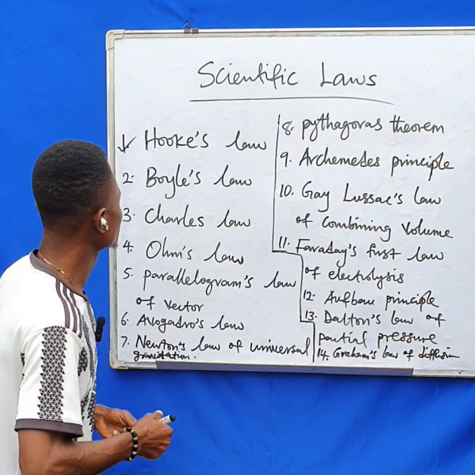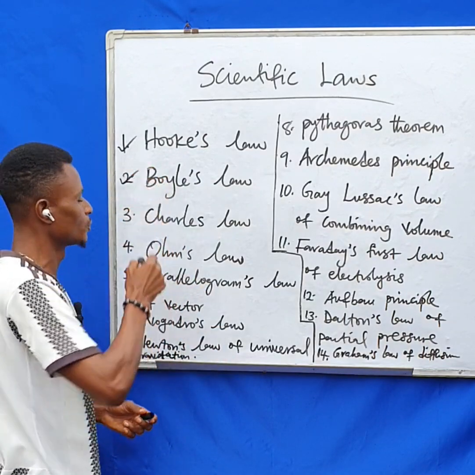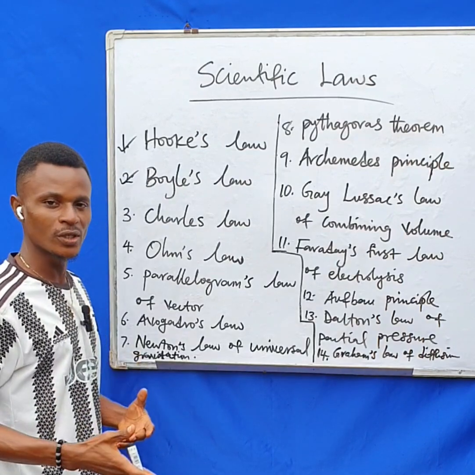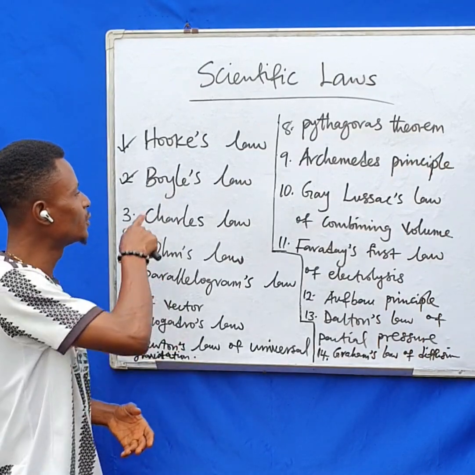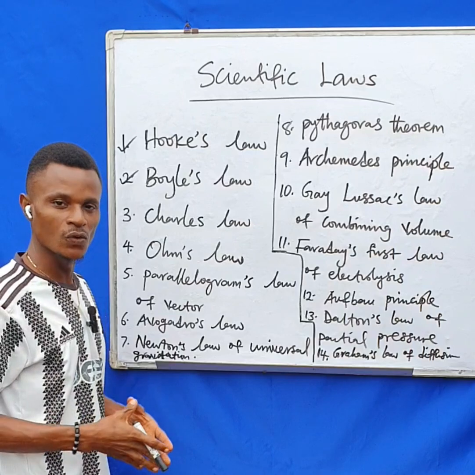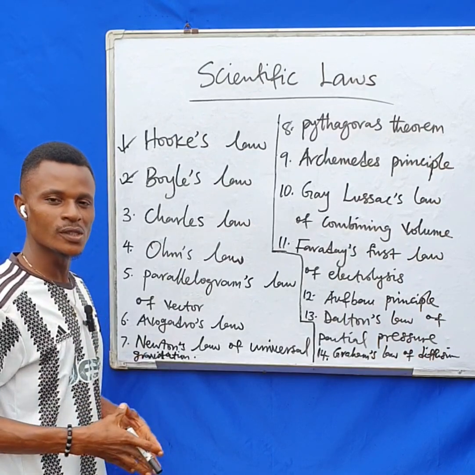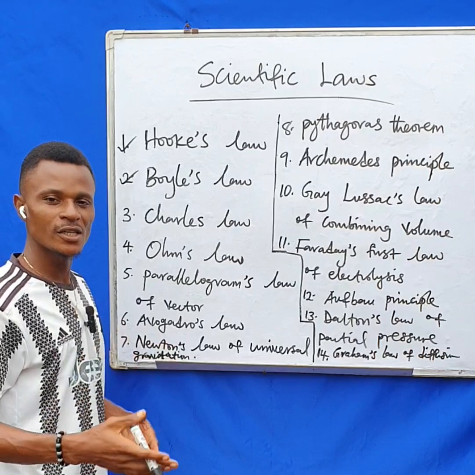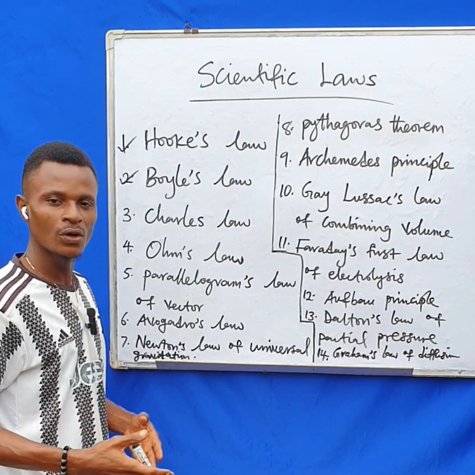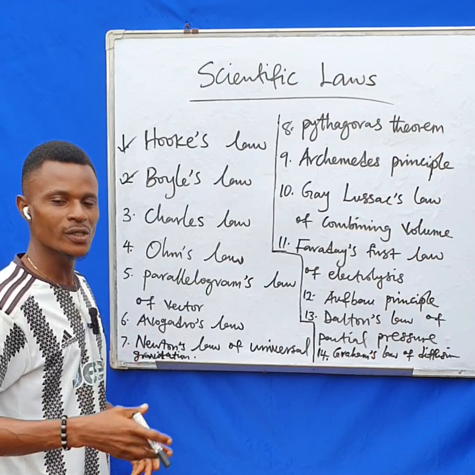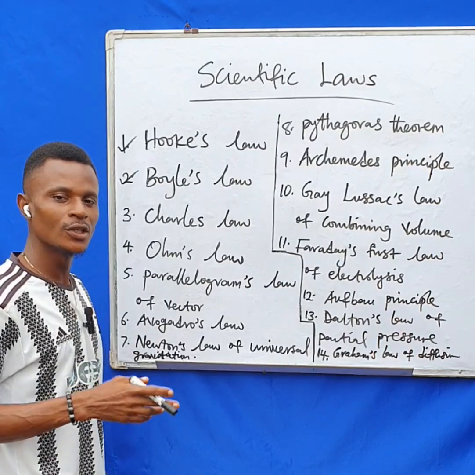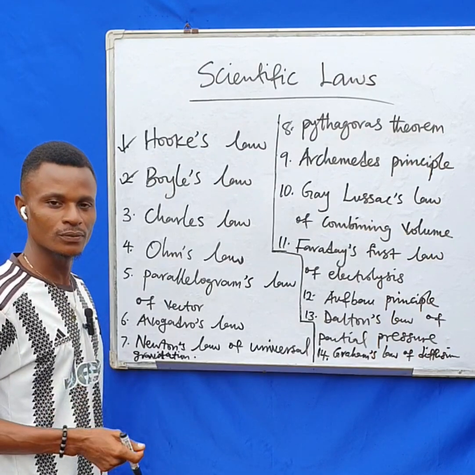Let's look at the second one. Second one here is Boyle's law. Boyle's law can be found in both physics and chemistry. The topic where you can find this law is gas laws. Boyle's law states that the volume of a given mass of a gas is inversely proportional to its pressure, provided the temperature is constant. The formula for Boyle's law is P1V1 equal to P2V2.